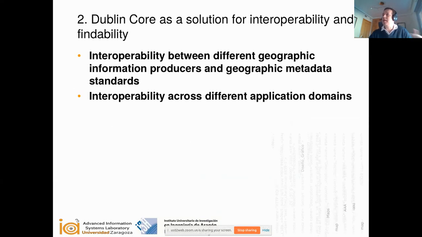That's why, since the beginning of this century, since 2000, Dublin Core has been used as a solution for interoperability, findability, and simplicity. It provides interoperability between different geographic information producers and geographic metadata standards, and it also provides interoperability across different application domains.